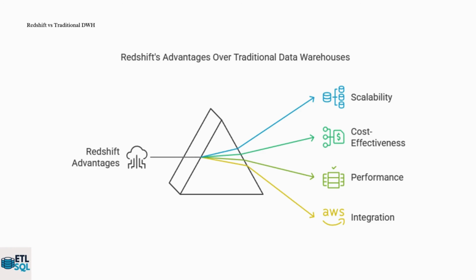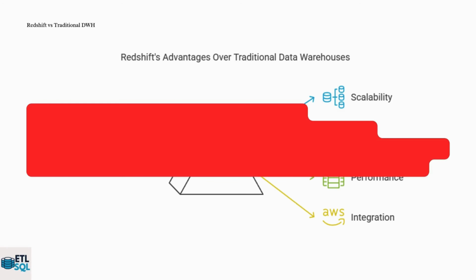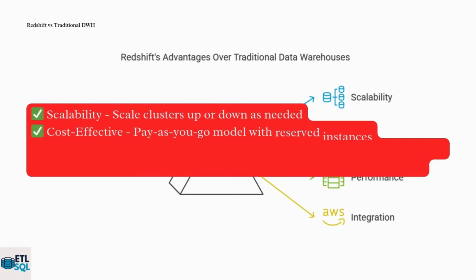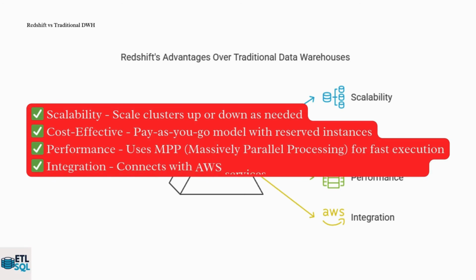Now when comparing Redshift with traditional data warehouses, these are the four key benefits you can see: scalability, cost effectiveness, performance, and integration. So scalability: Redshift gives you the flexibility to scale your clusters up and down as needed. Whereas traditional data warehouses were fixed infrastructure. You cannot scale up or scale down so easily. If you have to scale up your traditional on-premises data warehouse clusters, you have to order a new cluster and that will take months to be delivered.